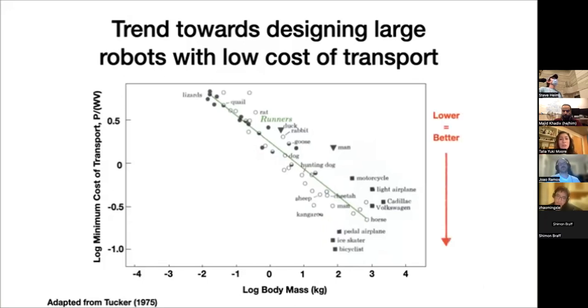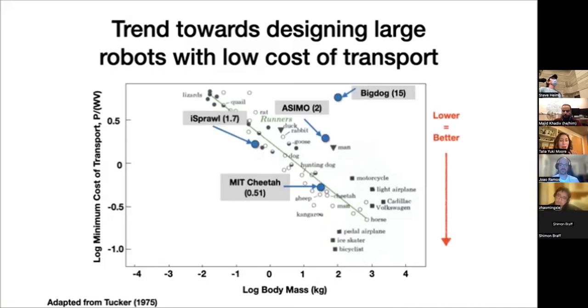And so some of the early robots, like Big Dog and Asimo, had maybe a higher cost of transport than you would expect for their size if they were an animal. And we're moving more towards robots that have a lower cost of transport than you would expect for their size. But what does this mean for gaits, and what does this mean for agility?